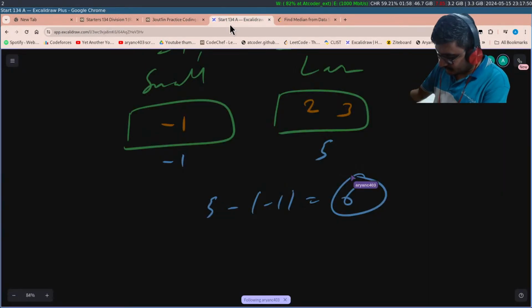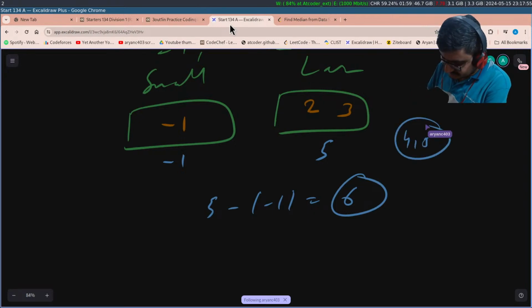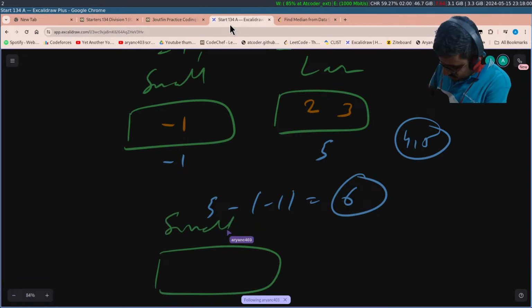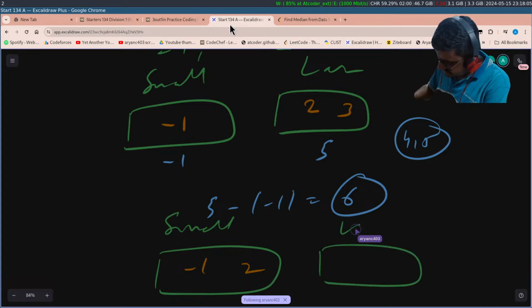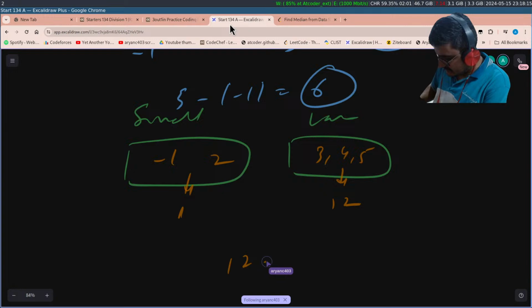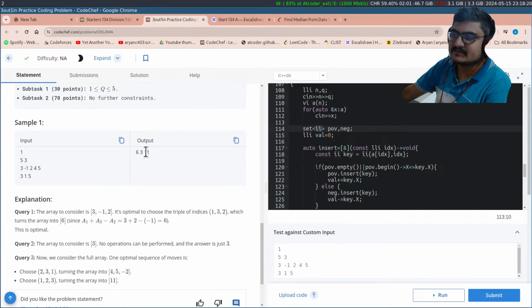And now we have two more elements, 4 and 5. You can notice that now the boundary will shift like this. The smaller elements are -1 and 2, and the larger elements here would be 3, 4, 5. The sum of elements here would be 12, and the sum of elements here would be 1. So 1 minus 12, which is -11 here. And this is the answer for the third test case.